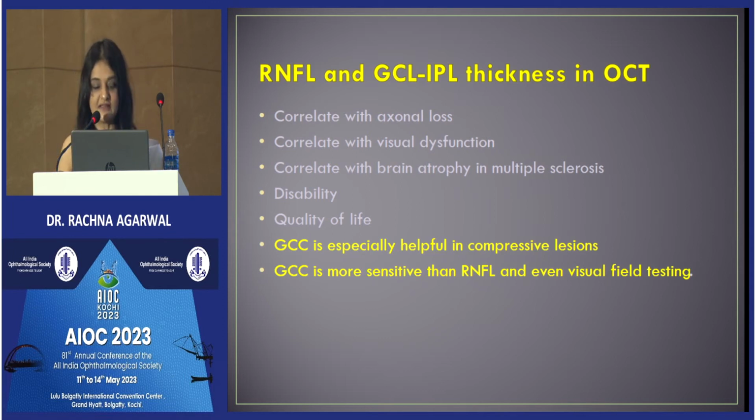Now coming on to RNFL and GCIPL thickness in OCT. OCT is another important entity that has come up. It correlates with axonal loss, and with visual function, optic atrophy, and multiple sclerosis. It can predict disability, and it can also be a predictor of quality of life. GCC is especially helpful in compressive lesions. GCC is more sensitive than RNFL and even visual field testing.